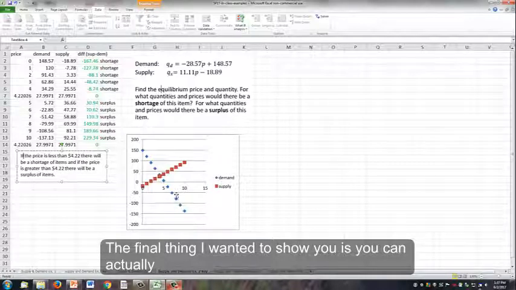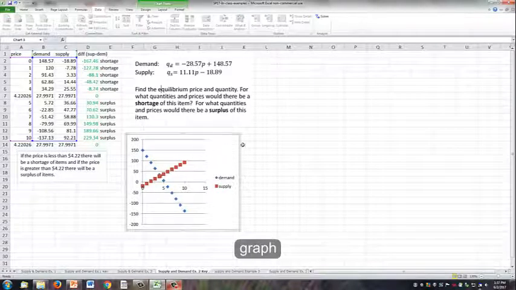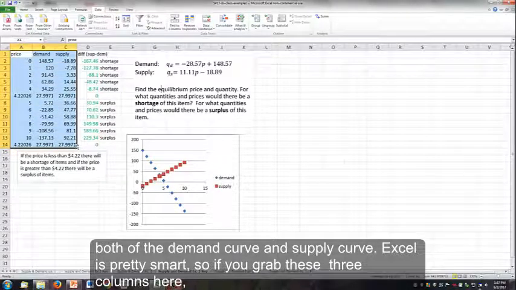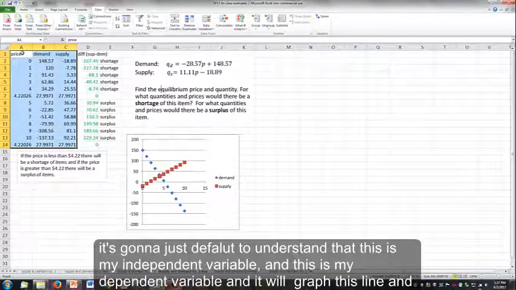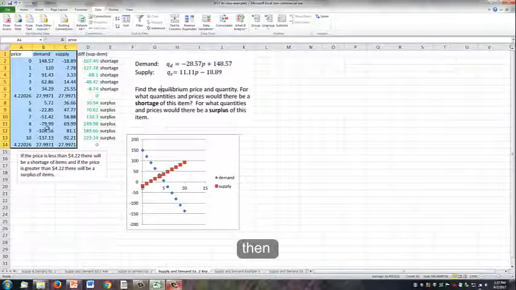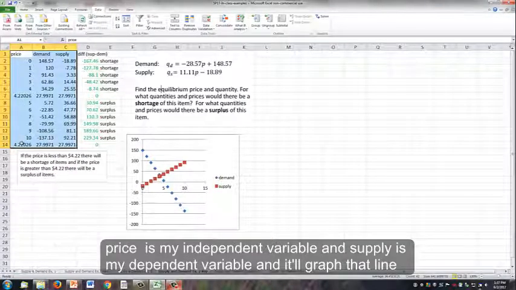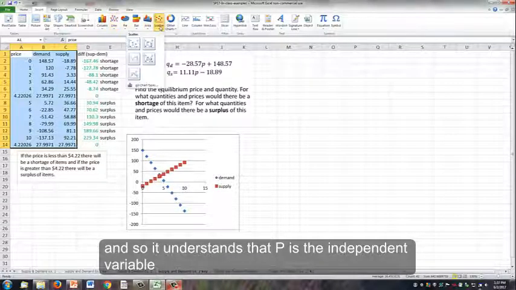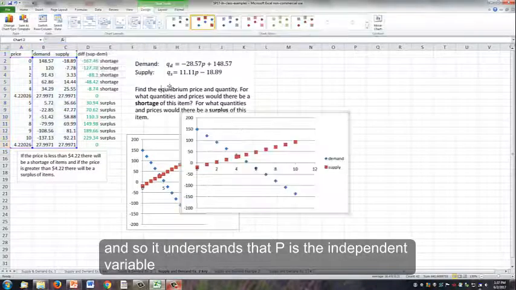The final thing I want to show you is you can actually graph both the demand curve and the supply curve. Excel is pretty smart. So if you grab these three columns here, it's going to default to understand that this is my independent variable and this is my dependent variable, and it'll graph this line. And then price is my independent variable and supply is my dependent variable, and it'll graph that line. And so it understands that P is the independent variable for both of them.